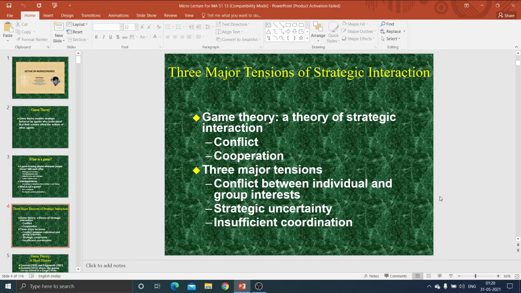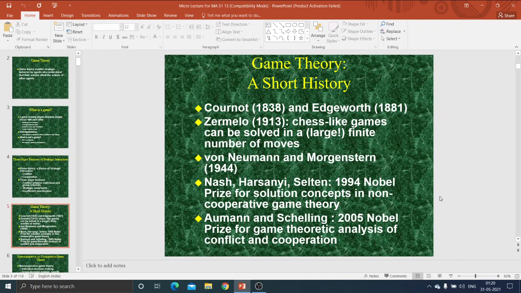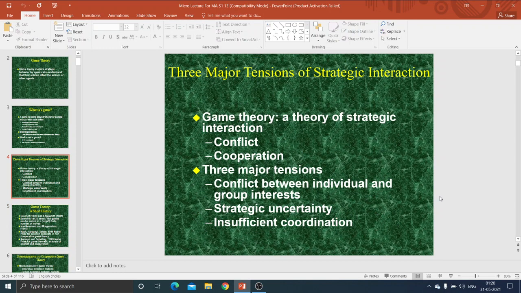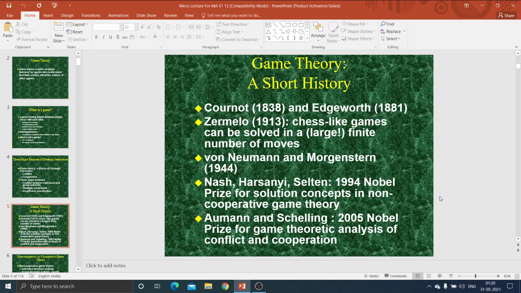So the real tension which we spoke about, the three major tensions, are conflict between individual interest and group interest, strategic uncertainty, and insufficient coordination. So let me come to all these later when we discuss this. But before that, let us come to game theory as a history.